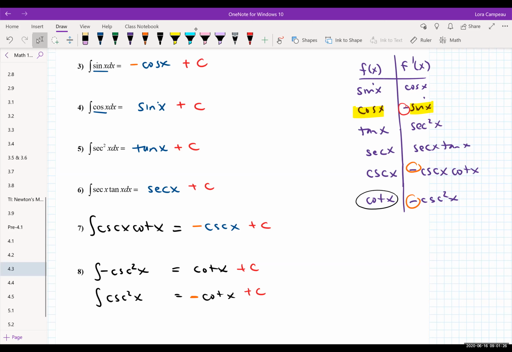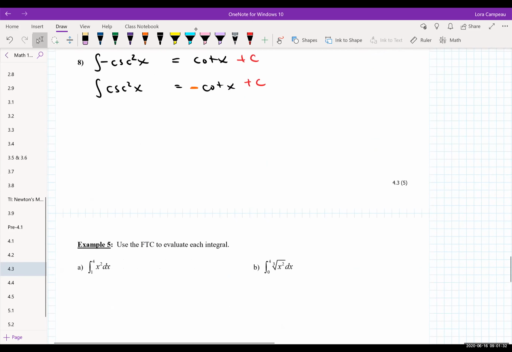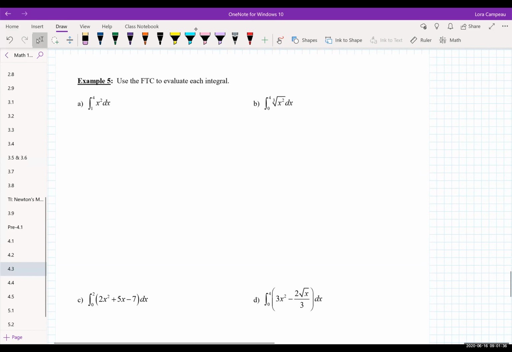Let's do a few examples, to give you some more experience, and then I'll show you a shortcut on your TI for some of these. It's kind of nice. Let's look at example 5a.